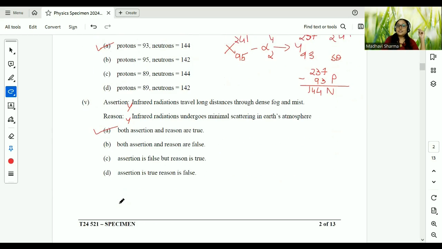Fifth one, the assertion. Infrared radiations travel long distance through dense fog. True. Fog lights hoti hai. We all know this. Infrared radiations undergo minimal scattering in Earth's atmosphere. Yes, true. And that is why they travel long. अगर scatter हो जाएंगे तो travel long नहीं करेंगे. Moral of the story, both assertion and reason are true.